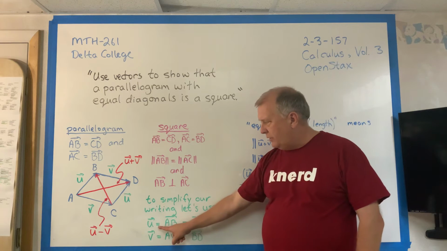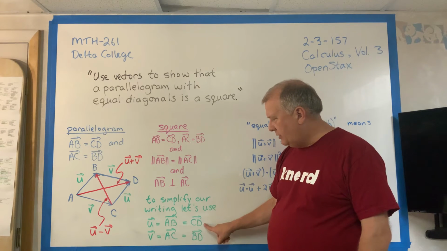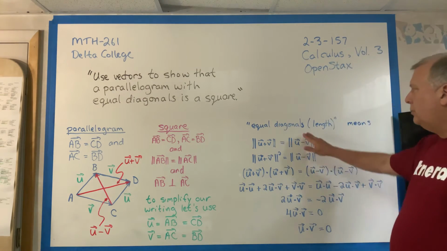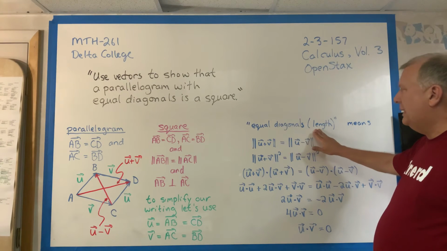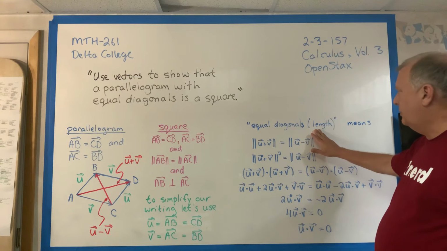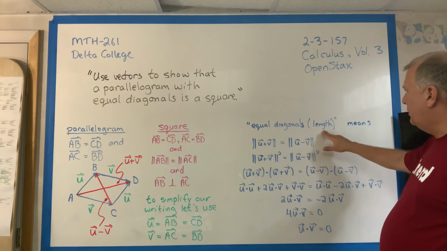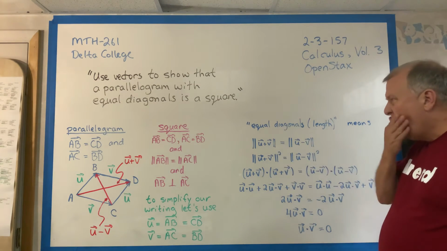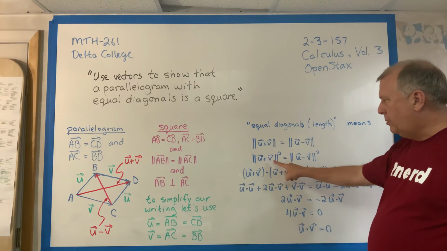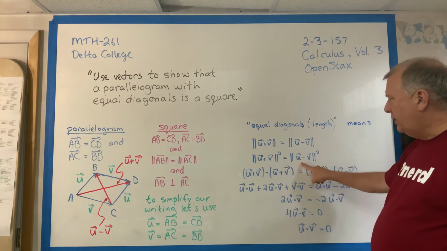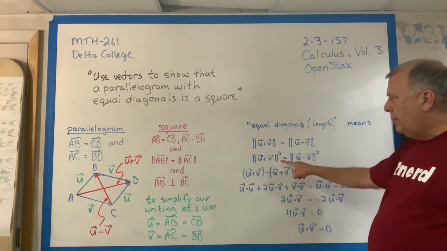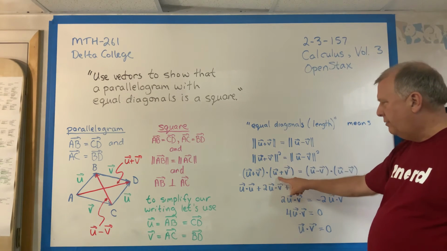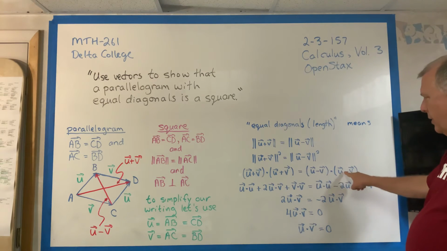So to simplify our writing, let's let U represent AB, which is the same as CD, and V represent AC, which is the same as BD. Now when someone says equal diagonals, they're referring to length, not the vector qualities of diagonals. So equal diagonals is measuring length, and this means that the length of U plus V is the length of U minus V. But that forces, square both sides, the length of U plus V squared and the length of U minus V squared to be equal. But remember, whenever you think length, you also think dot product. The length of a vector squared is the vector dotted with itself. So we dot U plus V with itself and dot U minus V with itself.